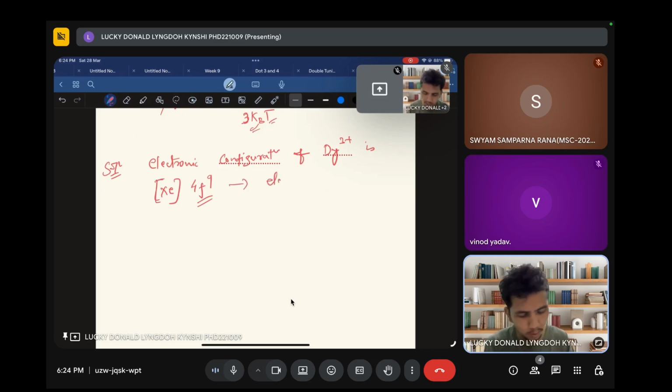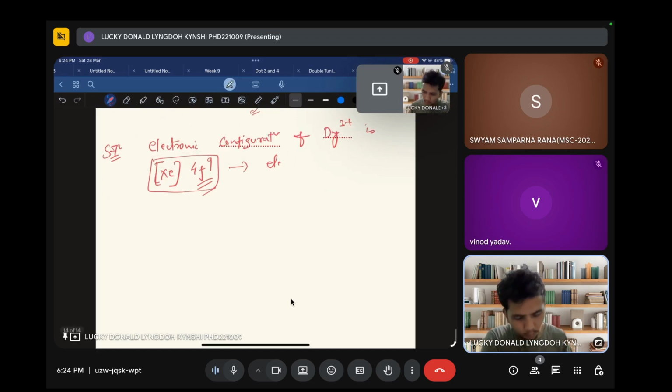You have to expand the Dy3+ electronic configuration, and you will see that you will get xenon 4f to the power 9. That means there are 9 unpaired electrons, or 9 in the outermost shell. I will say not unpaired electrons. I will say there are 9 electrons in the outermost shell.